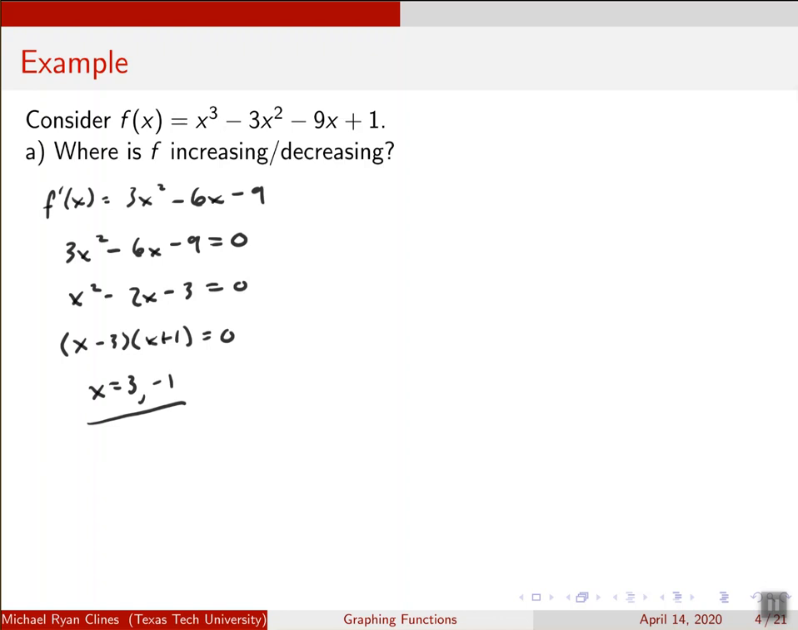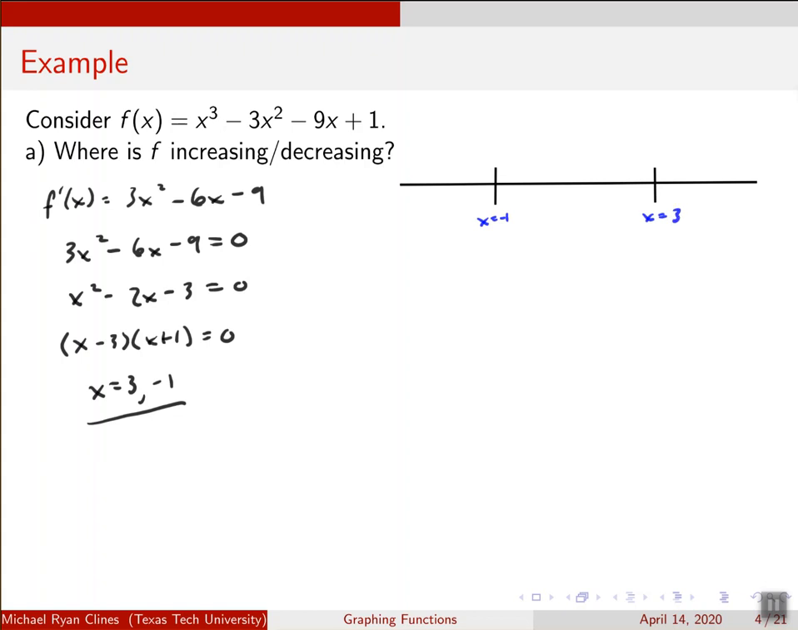Now we have to determine where the function is actually increasing and where it is decreasing. So just like in section 3.4, we need to build ourselves a little table here. So that's what we're going to do. We're going to break this up into 3 partitions, just like we would on a number line. Except right here, we're going to call this x is equal to -1. And this is x equal to 3.